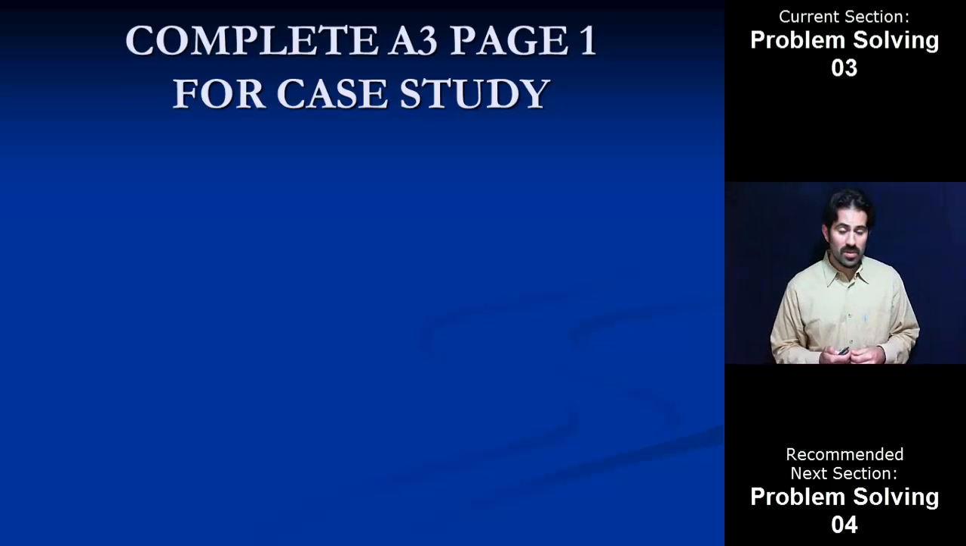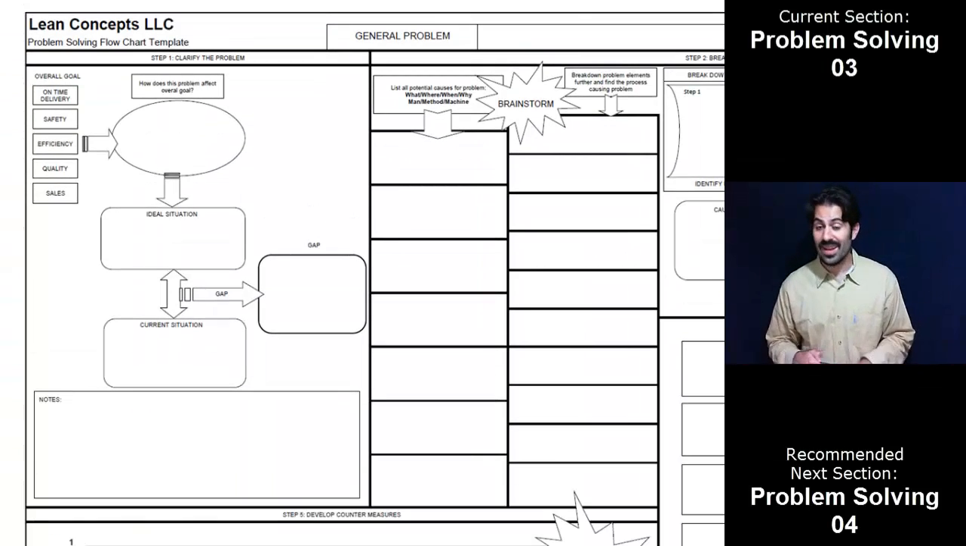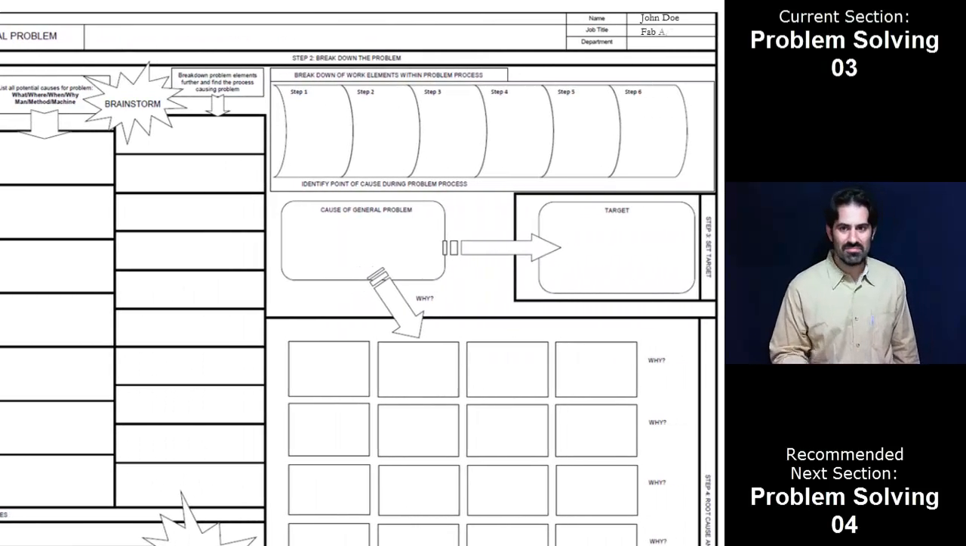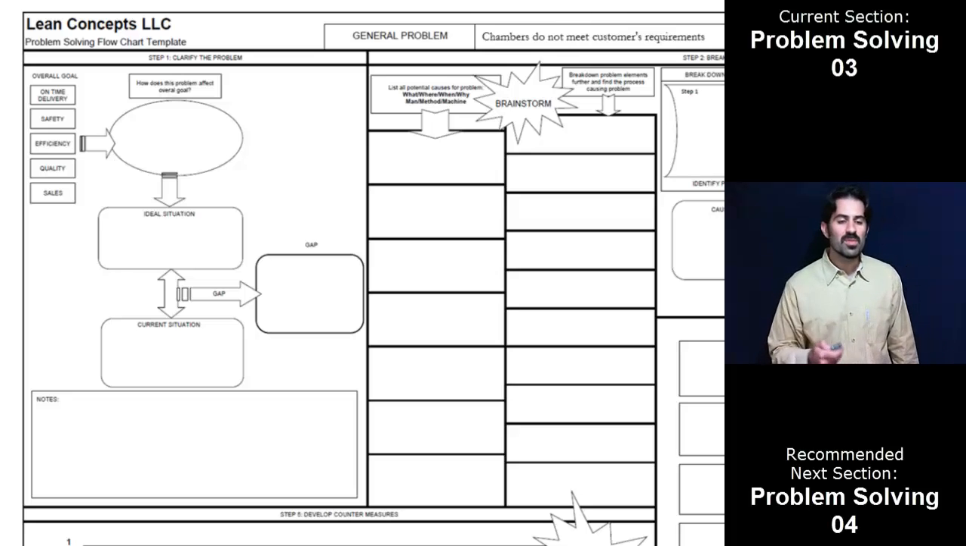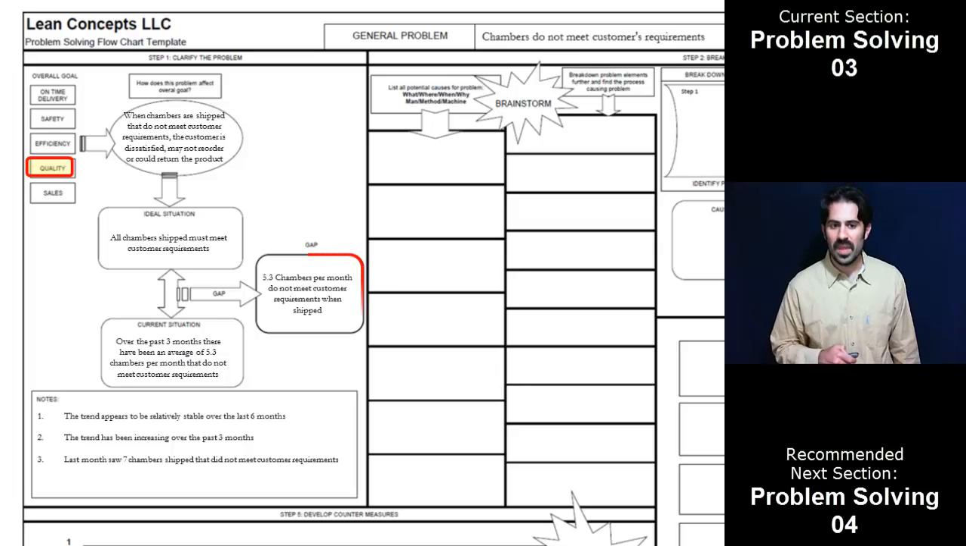And so what we'll do real quick is we'll just walk through how you put those breakdown pages together on this big A3. And everything we go through is going to look really familiar. I'll let you know up front. So the first thing we want to do is start with name, job title, department, just so we know who it is. Fill out that cause or the general problem up there. Then we'll move to step 1, clarifying it. Pick our overall goal. How does it relate? What's our ideal and current situations? What's our gap? Throw in any notes that we've got.